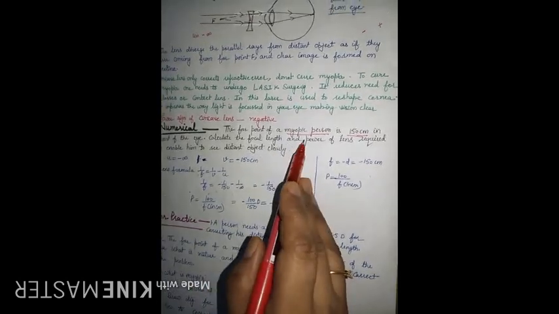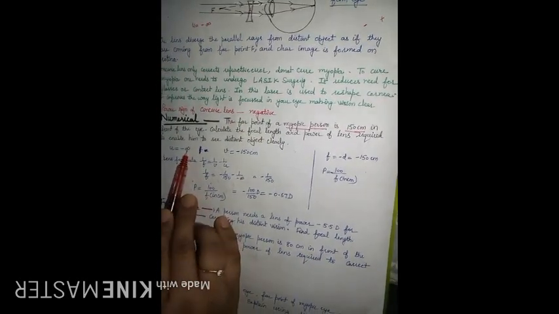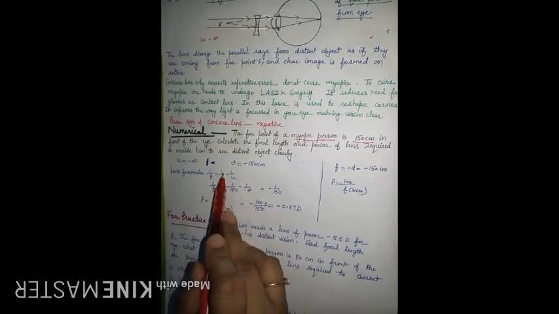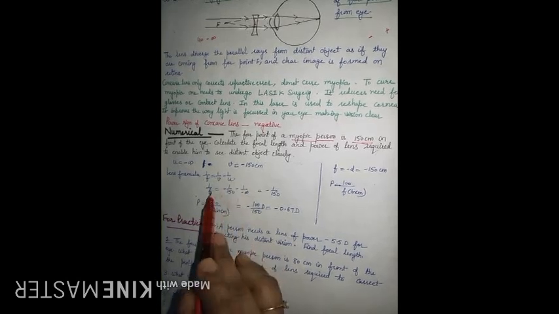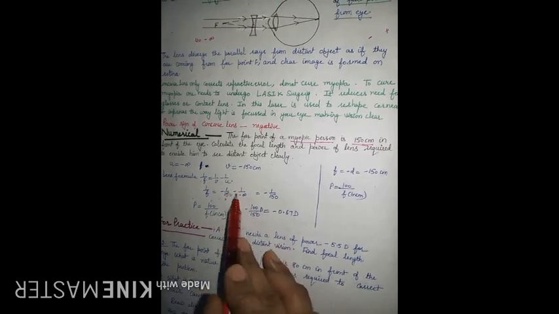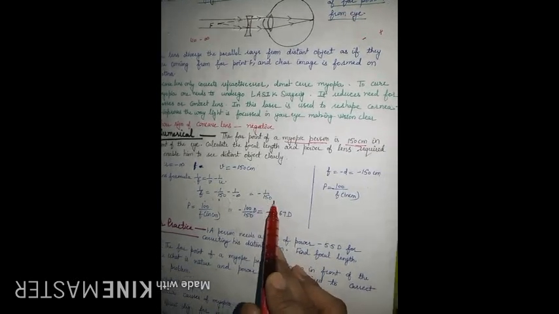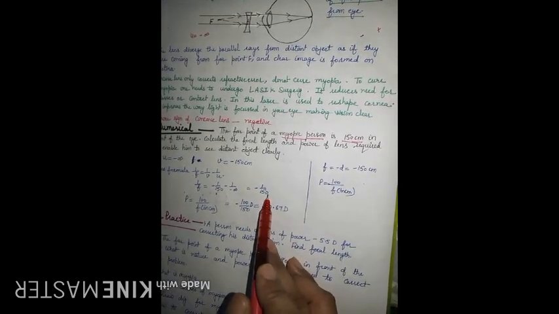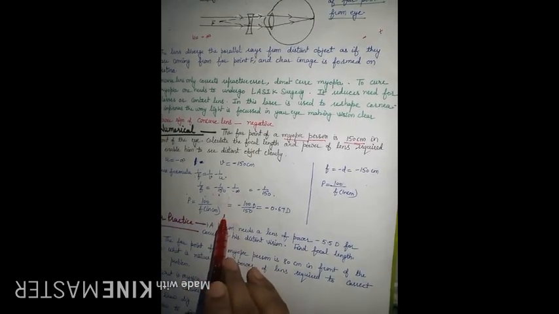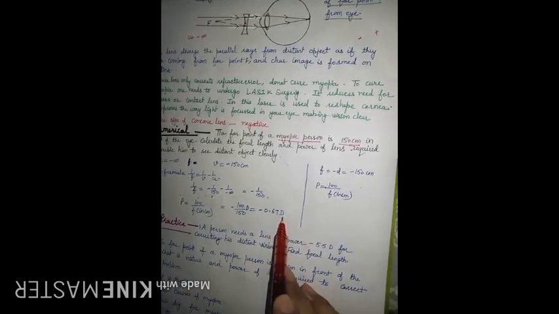Where did you keep the object? The object is kept at infinity, so u will become minus infinity. When you use the lens formula, 1 upon f is equal to 1 upon v minus 1 upon u, 1 upon f will be equal to minus 1 upon 150, minus 1 upon infinity, and since u is minus infinity, this term becomes 0. If the focal length is given in centimeter, power will be 100 upon f in centimeter. So when you put the value of 1 upon f, your answer will be minus 0.67 diopter.